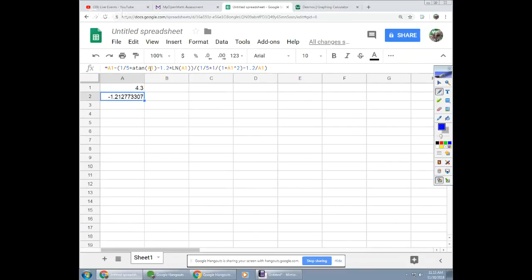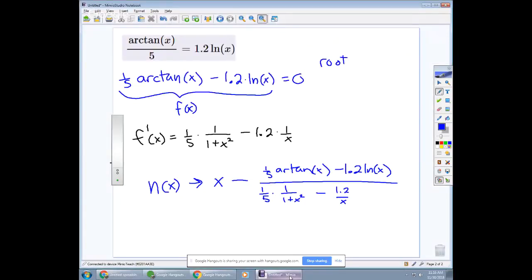Okay, where did I go wrong here? That would be 1/5 arctangent of x, right? Minus 1.2 natural log of x. All right. So denominator, 1/5, 1 over 1 plus x squared, minus 1.2 over x. I got undefined. It's because we messed something up. Okay, I got an error somewhere.